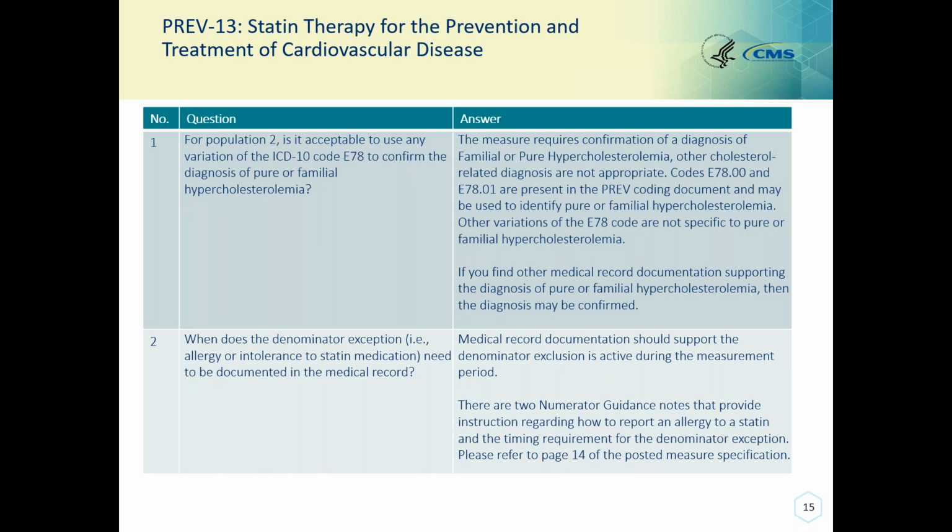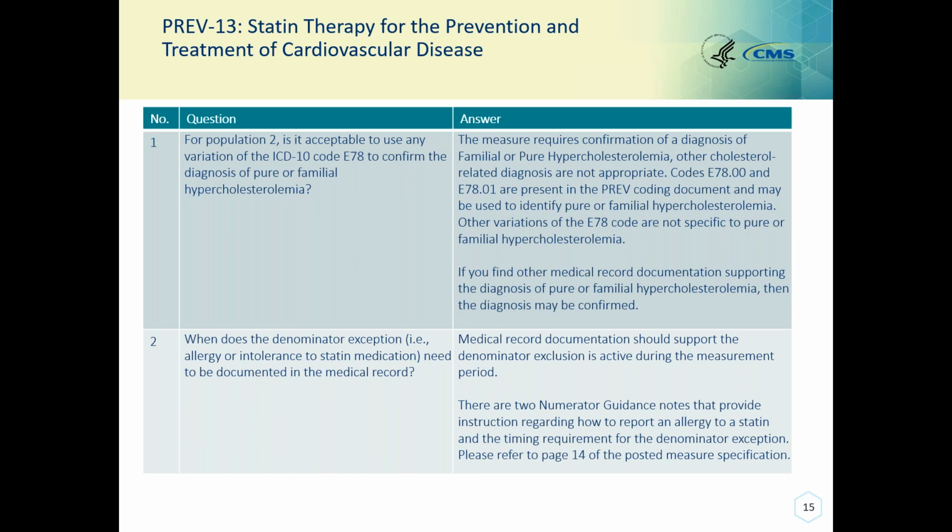These questions are for the Prev 13 statin therapy for the prevention and treatment of cardiovascular disease. Question 1 is for population 2. Is it acceptable to use any variation of the ICD-10 code E78 to confirm the diagnosis of pure or familial hypercholesterolemia? The measure requires confirmation of a diagnosis of familial or pure hypercholesterolemia.